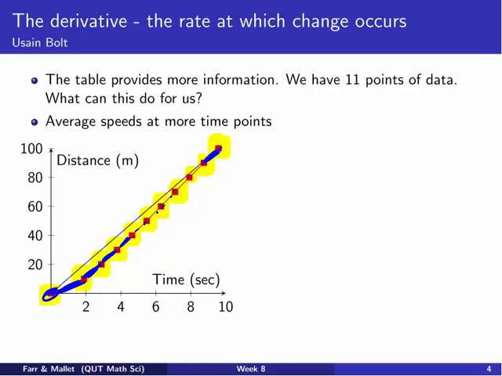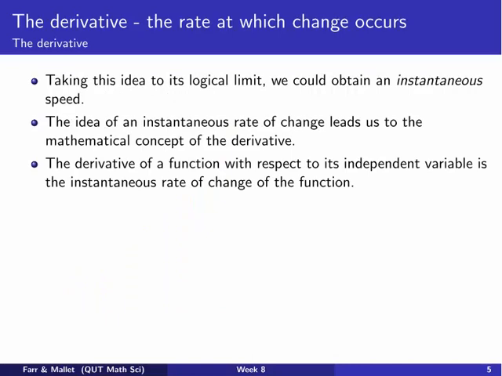Well, that idea of moving from averages over longer periods to averages over shorter and shorter and shorter periods, approaching or limiting towards an instant in time, that's the whole idea of calculus. And that's what we're going to be looking at for the next few videos. So we say that taking the idea to its logical limit, we could obtain an instantaneous speed. That's kind of like the speed that the police might be trying to measure as they point the radar gun at you as you're driving down the freeway.